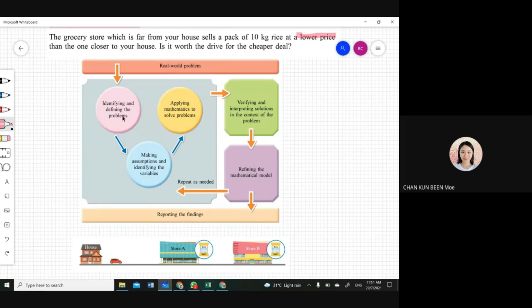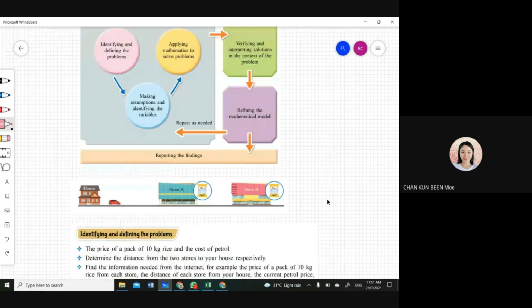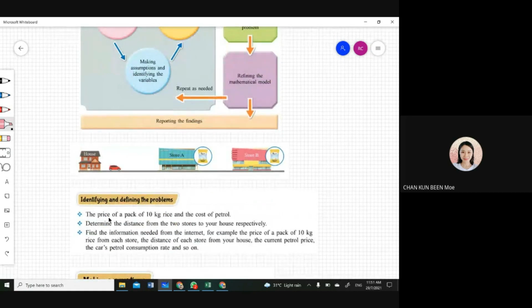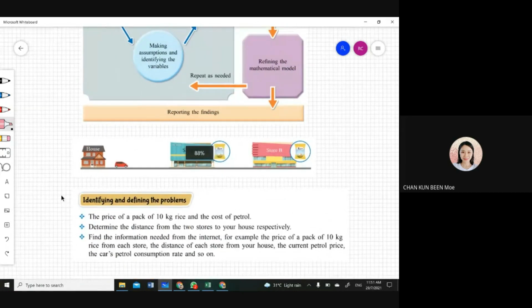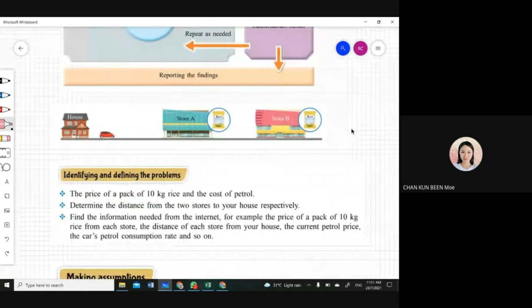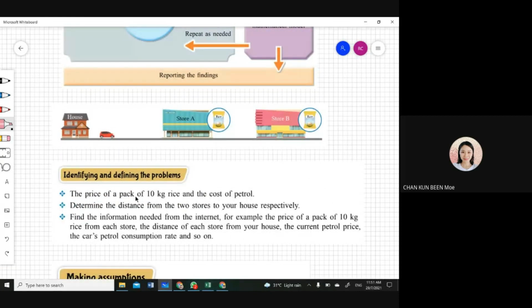Okay, so what we need to identify over here, we need to find out the price of a pack of 10 kg rice and the cost of petrol. Second, you determine the distance because we don't know how much the distance is. For you to solve the problem, if you want to compare, you will need the distance. After that, find the information needed from the internet.